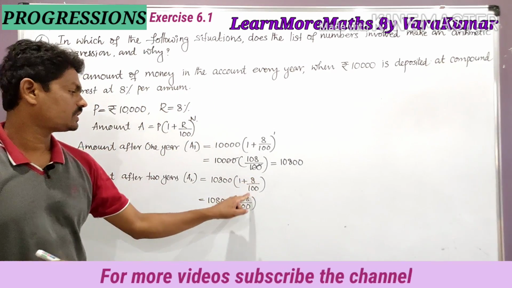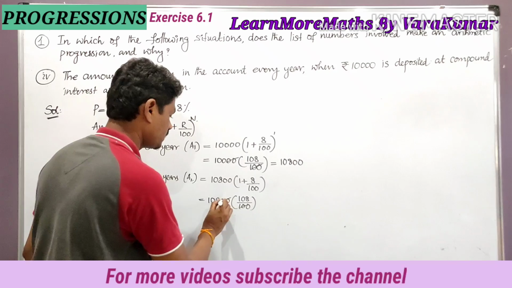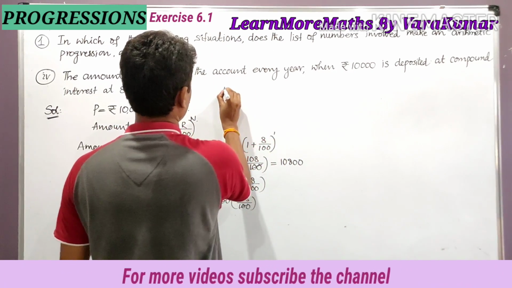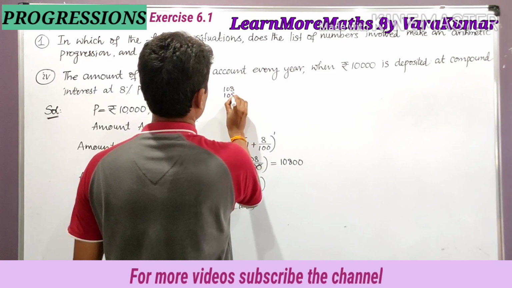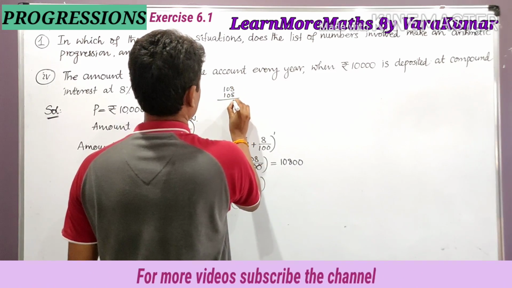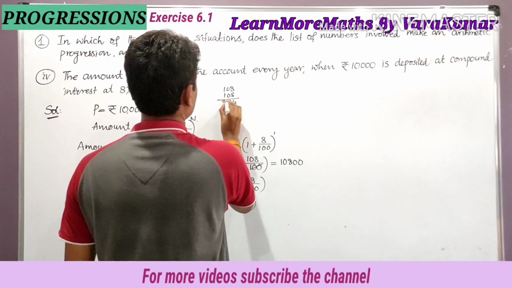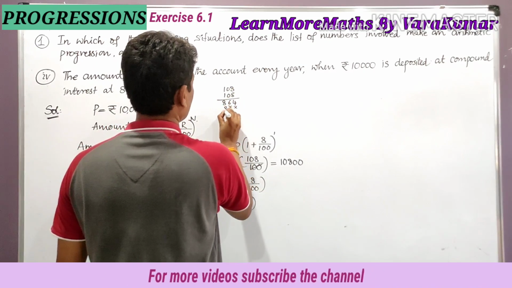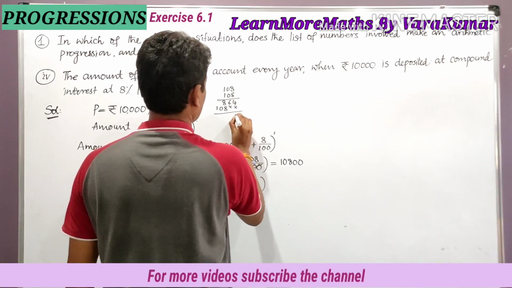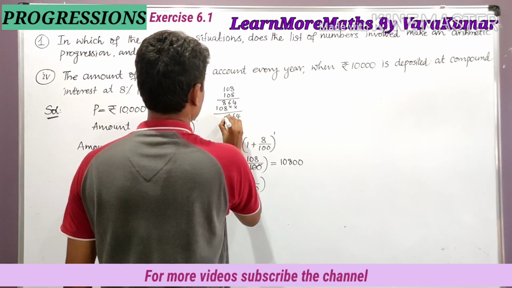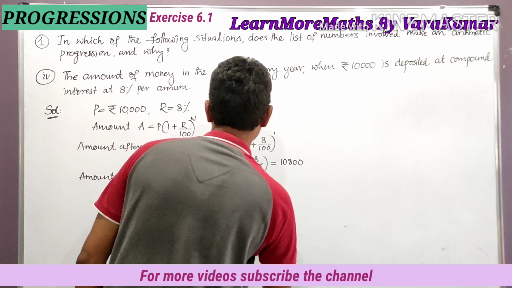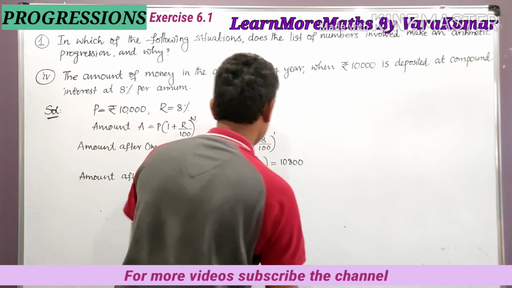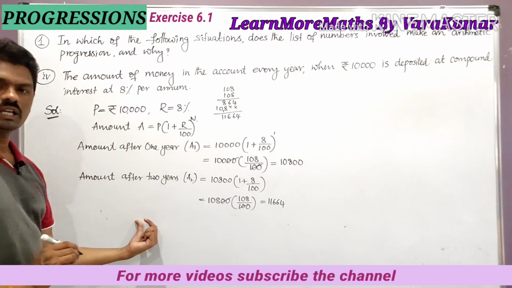100 into 100 plus 8, 108. Again these two zeros get cancelled. 108 into 108, we have to multiply, student. Here I am multiplying 108 into 108. 8 8s are 64, student, 8 1s are 8. Again leaving 2 digits, 1 into 8, 1 into 1, we get 11,664, student. This is the principal for the third year, student.